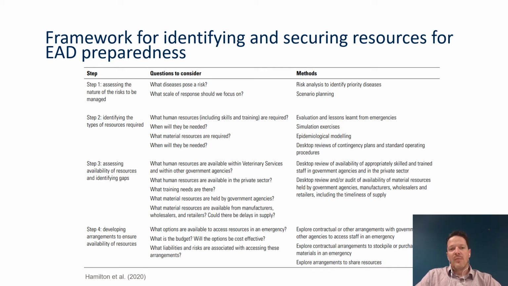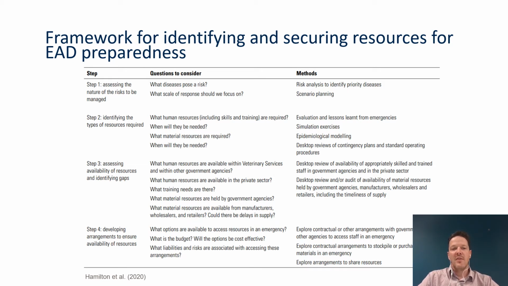So my colleagues and I have put together a paper that was published this year to propose a very simple framework for identifying and securing resources for emergency animal disease preparedness. If you're interested, I'd recommend that you look at the link in the OIE Scientific and Technical Review. It sets out a very simple four-step process and proposes questions to consider and methods to assist answering those questions.